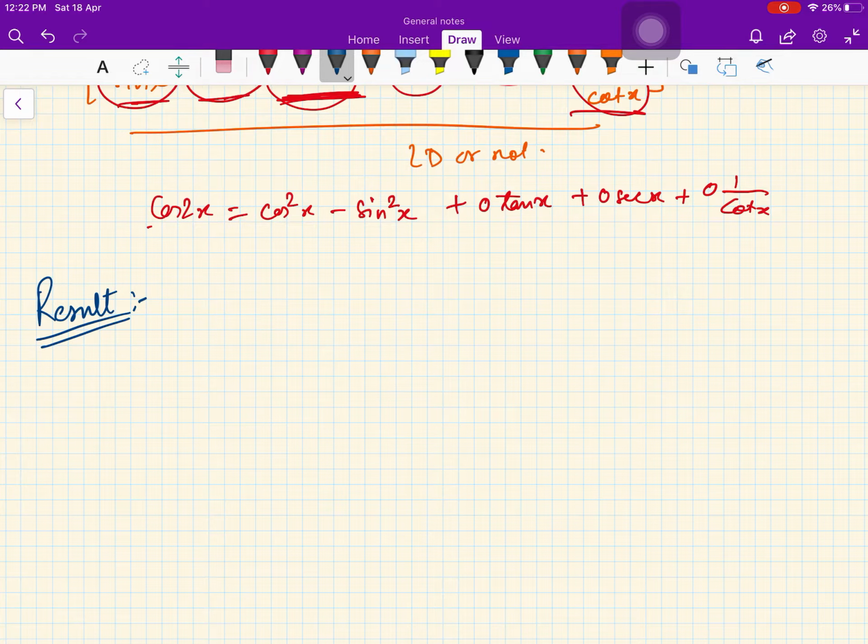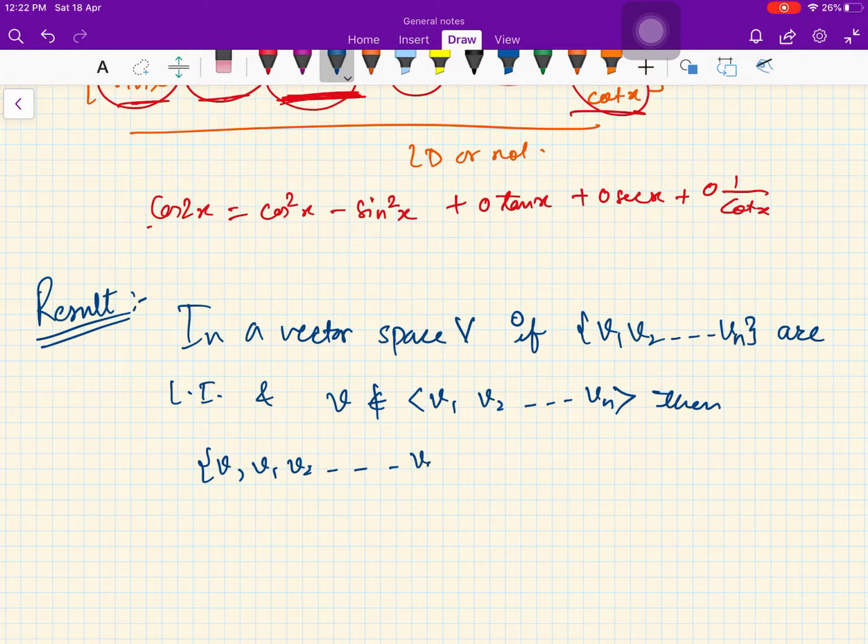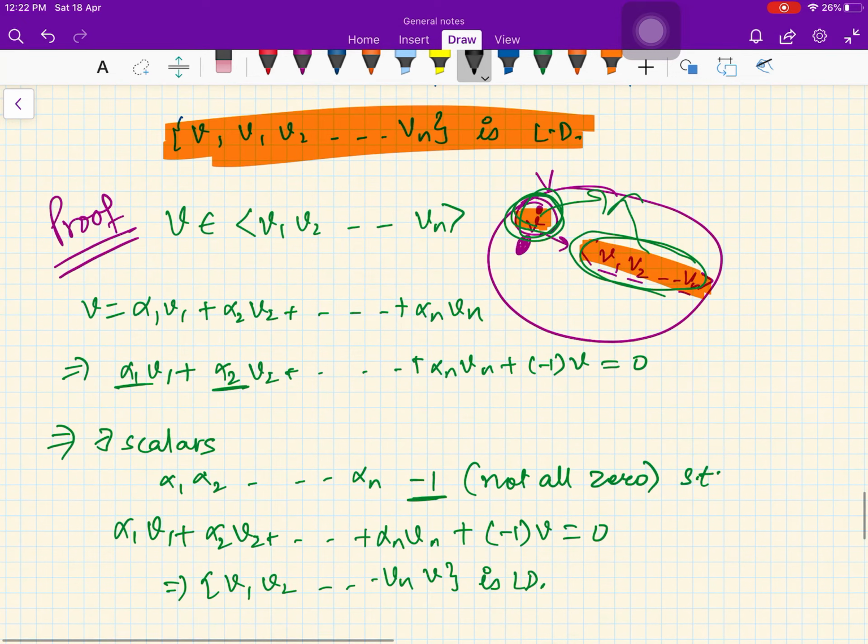Next result is, in a vector space V, this is important. In a vector space V, if v1, v2, vn are linearly independent, and there is a vector which does not belong to the span of v1, v2, vn, then if you include that particular element, that is also linearly independent. Right. So you see there is a contrast between the last result and this result.